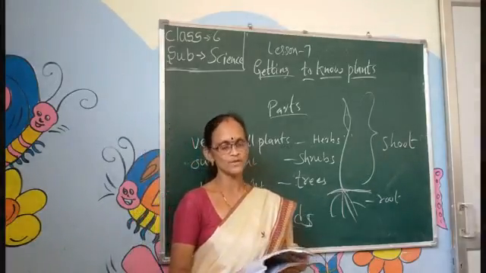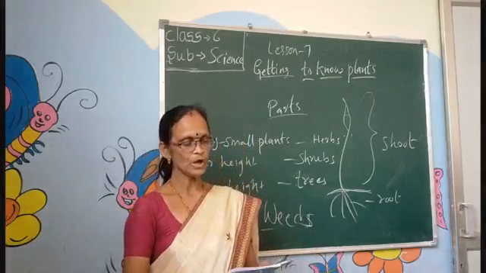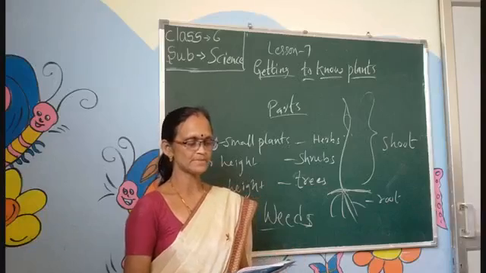Got it, children? Got the difference? Yes. Now, plants with green and tender stems are called herbs.